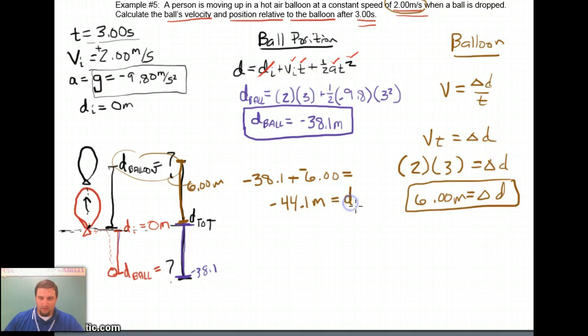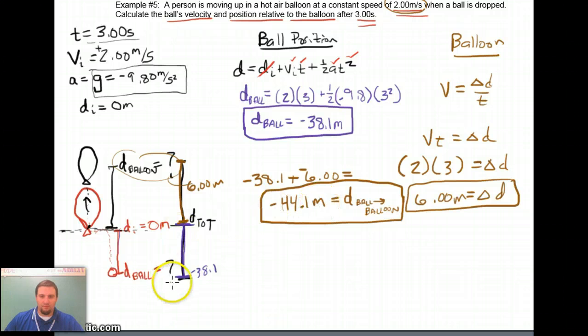Okay, that equals the position of the, well, there's going to be a lot of subscripts here, but the position of the ball relative to the balloon. What this says is that the ball is 44.1 meters below the balloon. You can also write that too, just 44.1 meters below. You need to have that below on there, otherwise you gotta have a direction on there. So this negative signifies there's a direction, meaning below, or you can just write it as 44.1 meters below the balloon. That would also work.